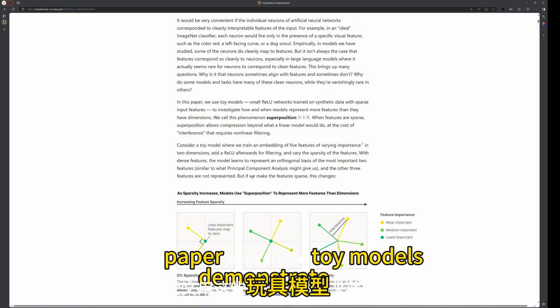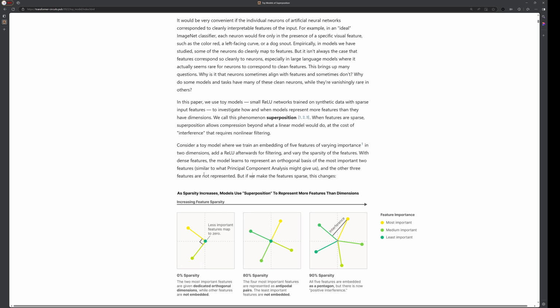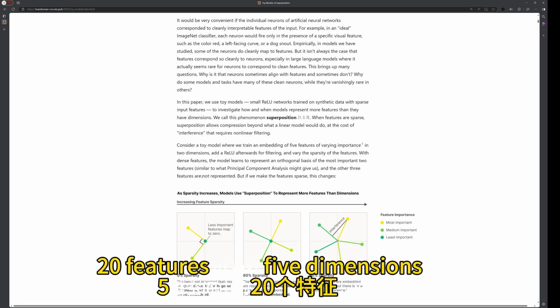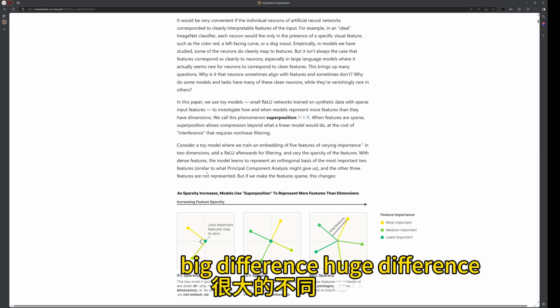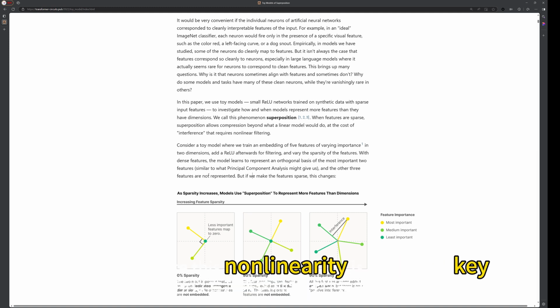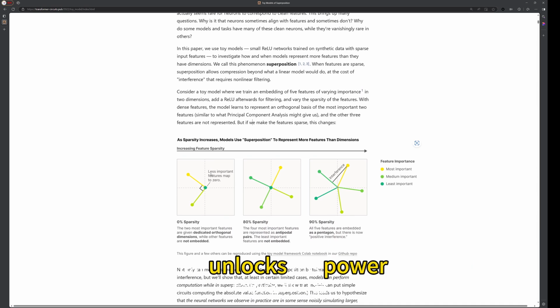So the paper uses these toy models to demonstrate this. Exactly. They show that a ReLU network can represent, say, 20 features in just 5 dimensions, whereas a linear model is limited to 5. That's a big difference. Huge difference. So it seems like this nonlinearity is the key that unlocks this power. Absolutely.